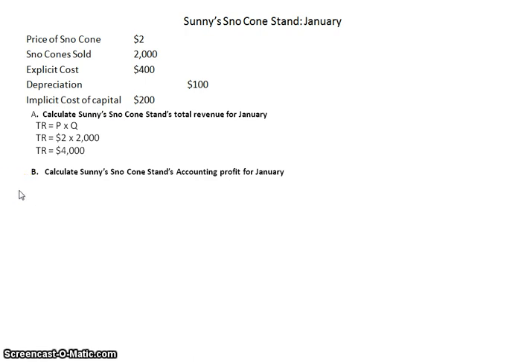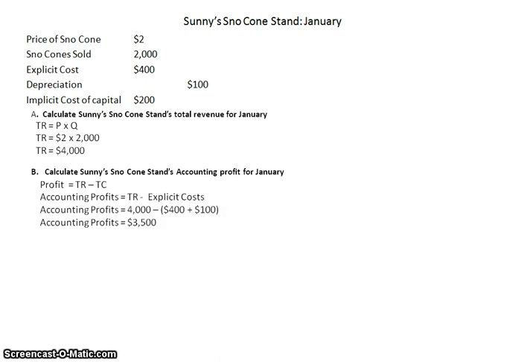The next question asks you to calculate the Sunny snow cone stand's accounting profits for January. So again, the formula for profit is total revenue minus total cost. The fact that it says accounting profit means that we're just thinking about those explicit costs. And so we've already calculated total revenue of $4,000, and now we need to look at the explicit costs.